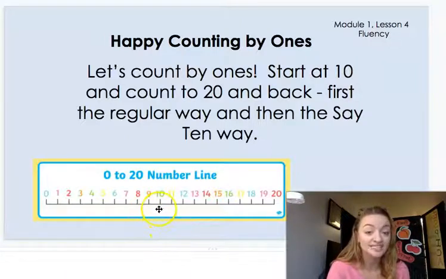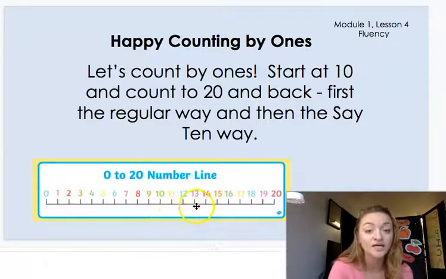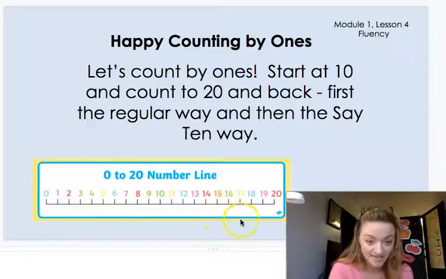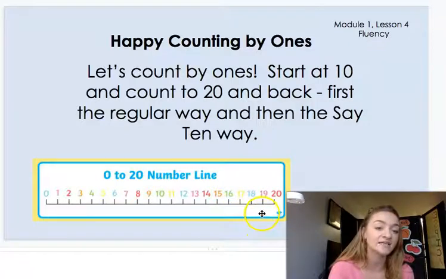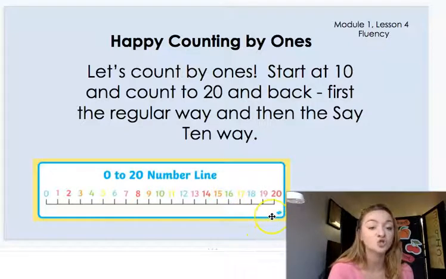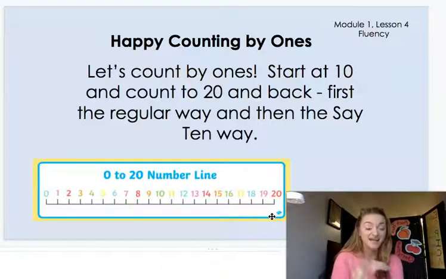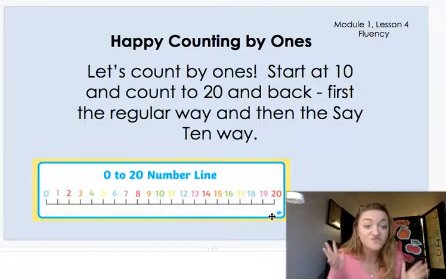All right, let's start at 10. So we have 10, 10 and 1, 10 and 2, 10 and 3, 10 and 4, 10 and 5, 10 and 6, 10 and 7, 10 and 8, 10 and 9, and we have 2 10s here, right? We have 20. Let's start counting back and see if we can do it without getting confused this time.